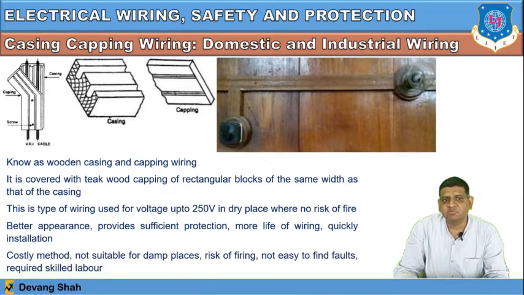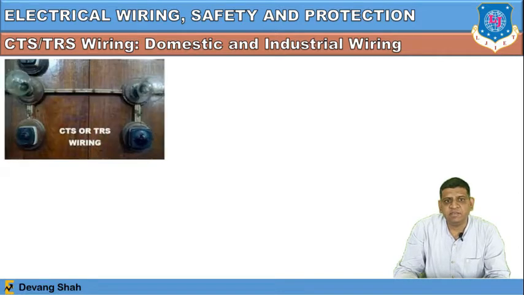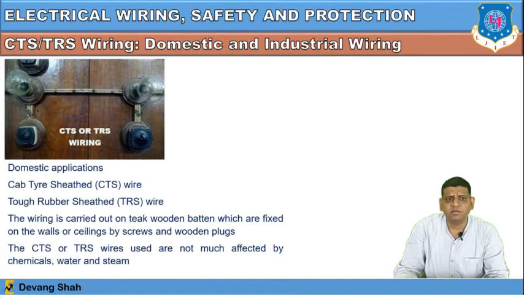What are the disadvantages? Very costly method. It requires skilled labor, not suitable for damp places, risk of fire, right, and not easy to find faults for this kind of casing capping type wiring. So let's move on and discuss the CTS and TRS wiring, which is a very easy installation with a specific method where we can use this particular wiring for domestic application.